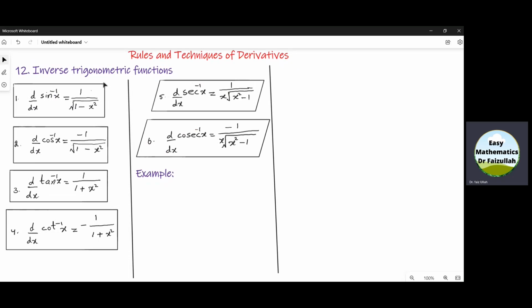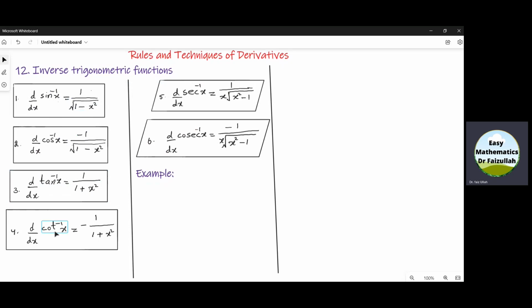Differentiation of inverse trigonometric functions. The differentiation of sine inverse x is equal to 1 over under the root 1 minus x square. Then the differentiation of cos inverse x is the same, but there is only a minus sign. Differentiation of tangent inverse x is 1 over 1 plus x square.